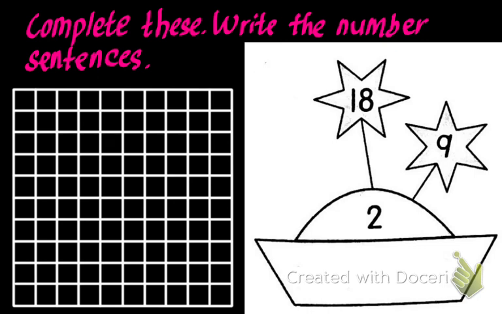Okay, complete this. Write the number sentences. Okay, now we're using the same method. The same method. Okay, 18. 18 divided by 9 is 2. This one is easy peasy. 18 divided by 9 equals 2. So we have to prove it.